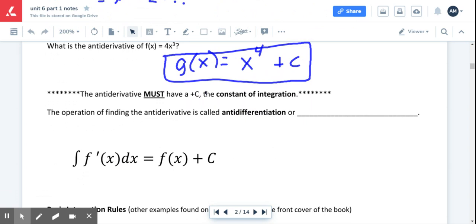So the operation of finding an antiderivative is antidifferentiation, also called indefinite integration. They mean the same thing, neither one is better than the other. That should be an E. So indefinite integration.